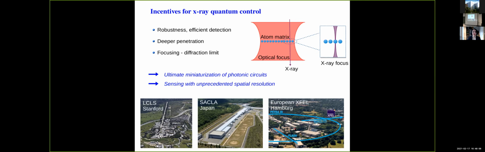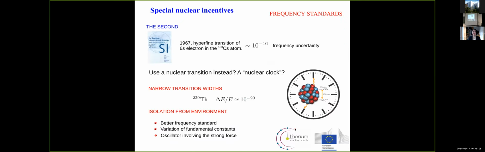Now, the other incentive that is kind of interesting and would be the second part of my talk is what Unter has mentioned, the fact that we might use very special nuclear transitions to build a frequency standard. So to build basically a clock. We all know that the second is defined based on the hyperfine transition of the 6s electron in the cesium atom. And this gives us 10 to the minus 16 frequency uncertainty.